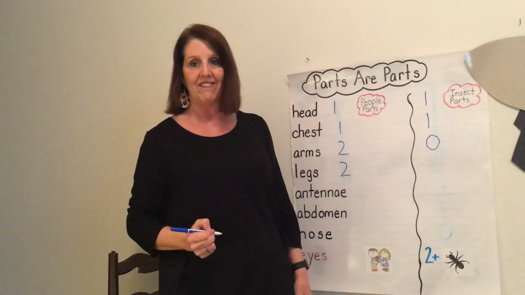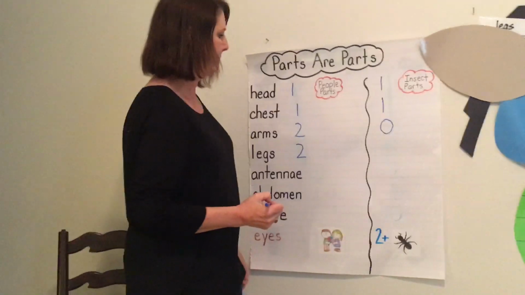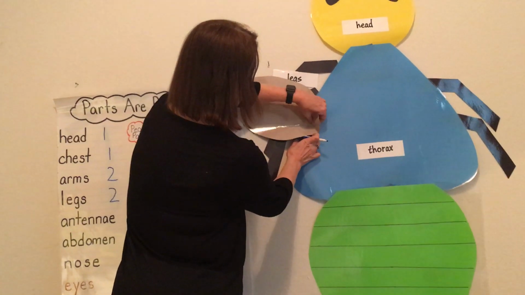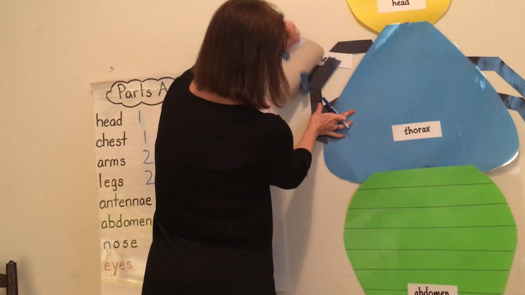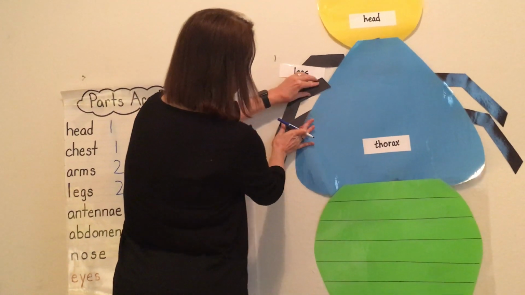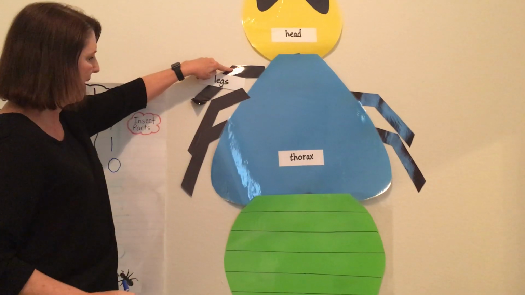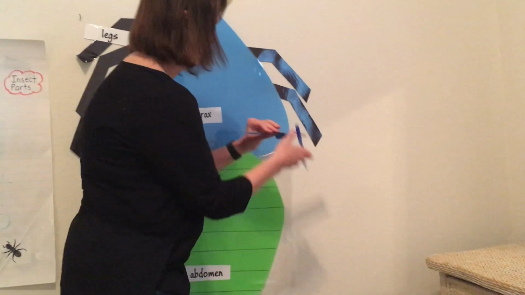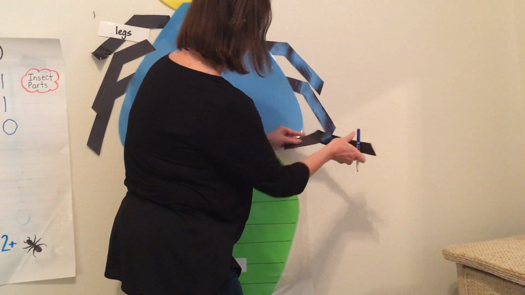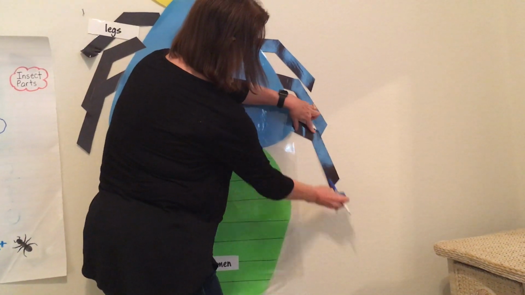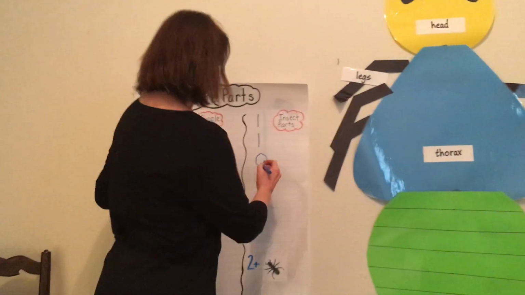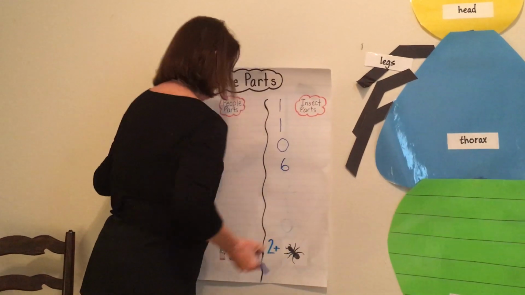How many legs does the insect have? Let's count again. I'm going to take this wing off so I can see the legs. Okay, we're going to count. How many legs does the insect have? 1, 2, 3, 4, 5. Oops, sorry about that. And let's see, 6. There we go. 6. 3 plus 3 equals 6. So they have 6 legs.